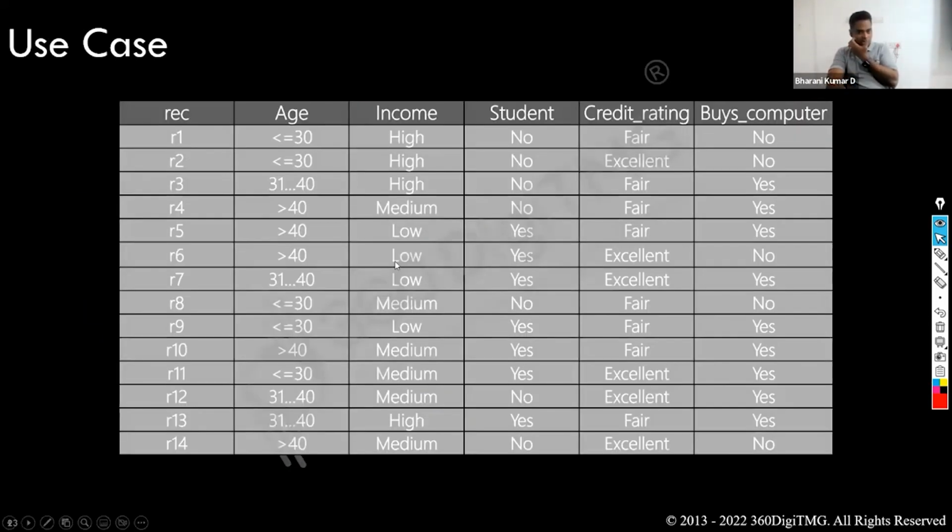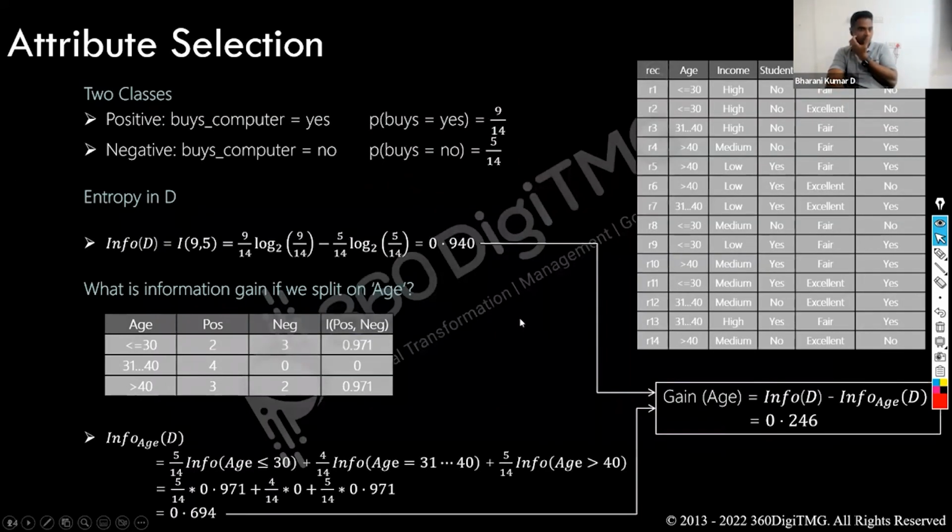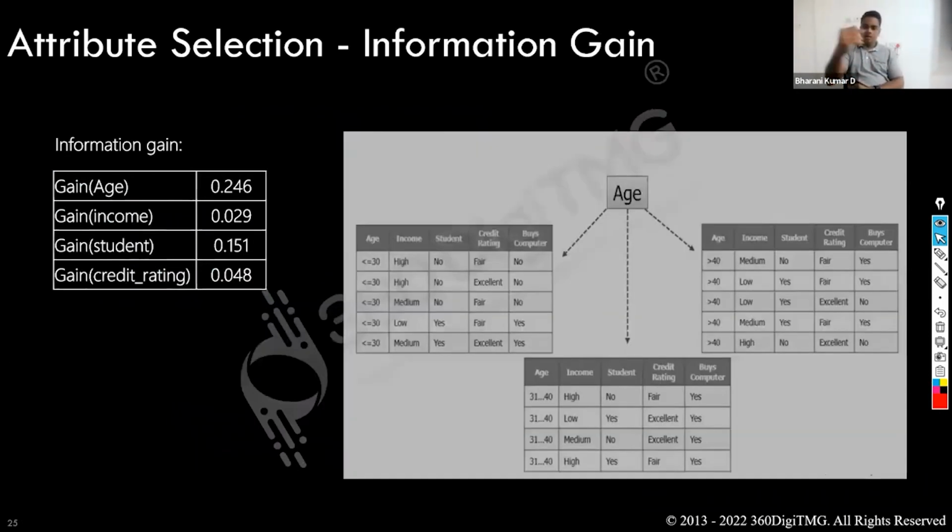Okay. If you take this example, for that example also, the calculation is just given. You can look at that. Same thing, but 14 records. So you get all this information gain, and then which node would you choose as a root node? The one which has the highest information gain. And which one has the highest information gain? Age. So it chooses age. Okay.